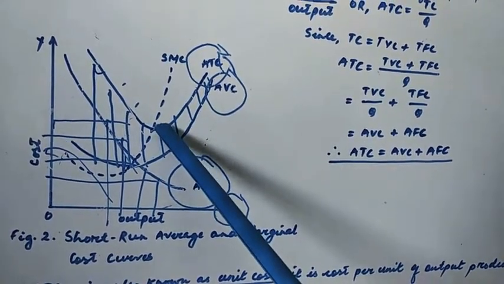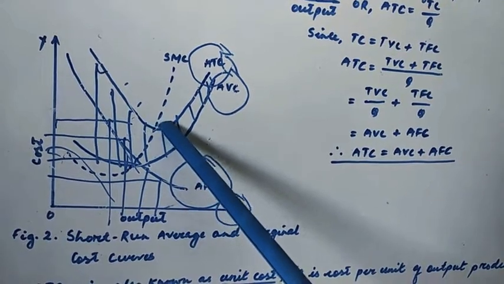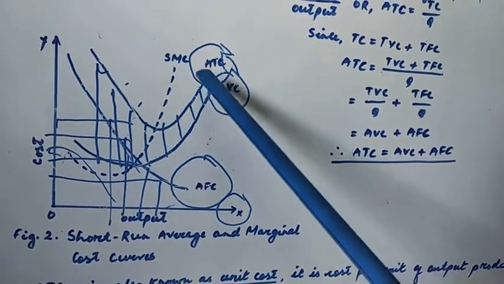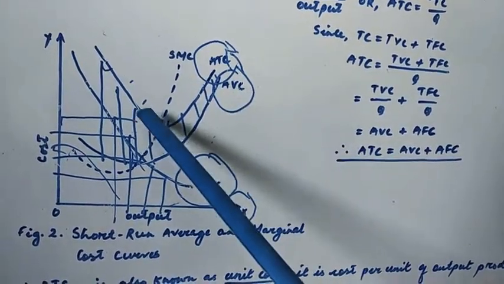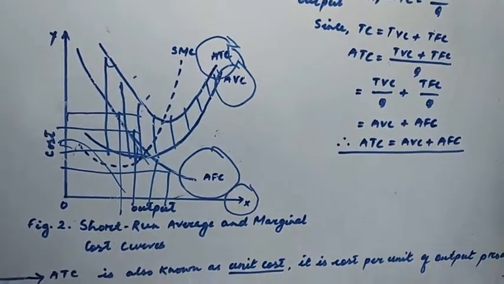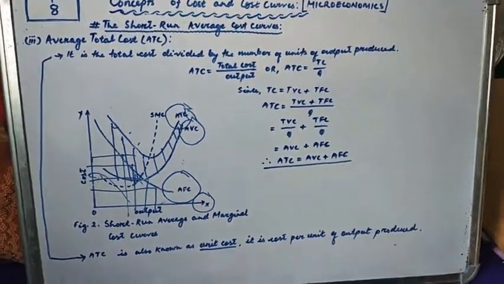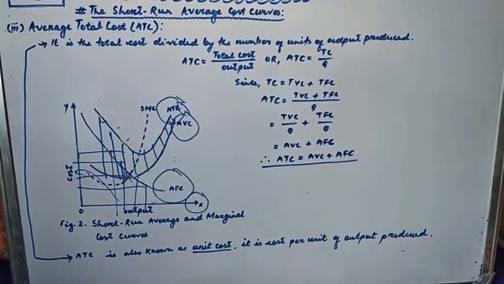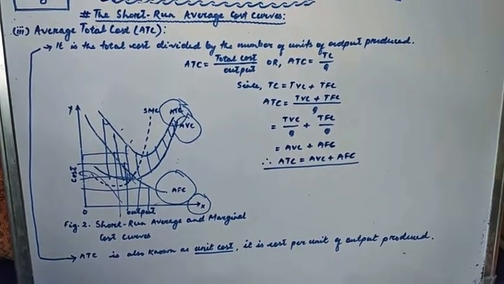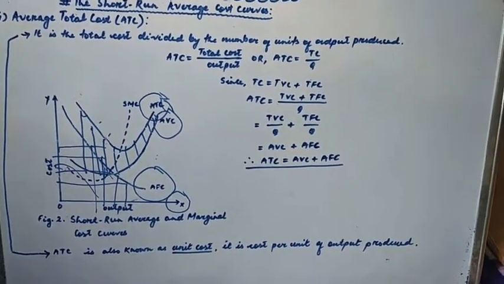But after reaching a minimum point, the ATC begins to rise. And that is why this ATC curve looks like a U shape. That is the relation they have between average fixed cost, average variable cost, and average total cost.